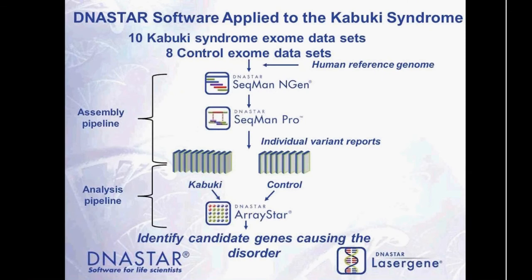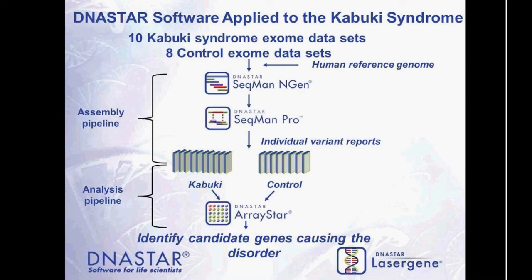So we'll work through the following software pipeline for the remainder of this webinar. We'll begin by assembling 10 Kabuki syndrome exome datasets and 8 control exome datasets against the human reference genome in SeqMan Engine. We can then examine each of these assemblies in SeqMan Pro before finally conducting our downstream analysis in our ArrayStar application to identify the candidate genes that could be causing this disorder.